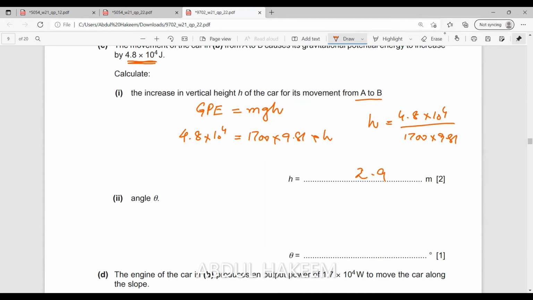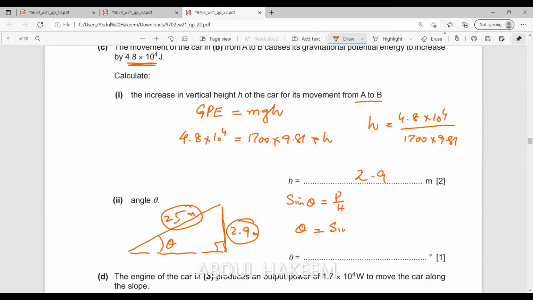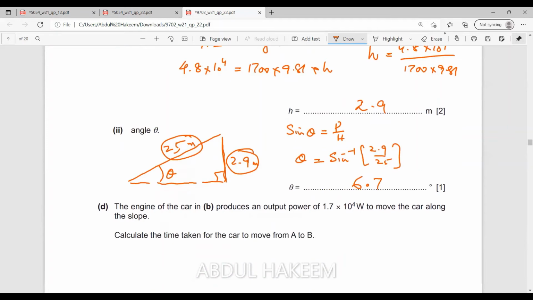Next, the angle theta. So look, A to B slope is 25 meter, and the vertical height gain is calculated 2.9 meter. Now this angle is required. So this right angle triangle, perpendicular over hypotenuse is sine theta. So first write the formula perpendicular over hypotenuse, then theta is equal to sine inverse 2.9 divided by 25, and after calculation, the answer is close to 6.7 degree.